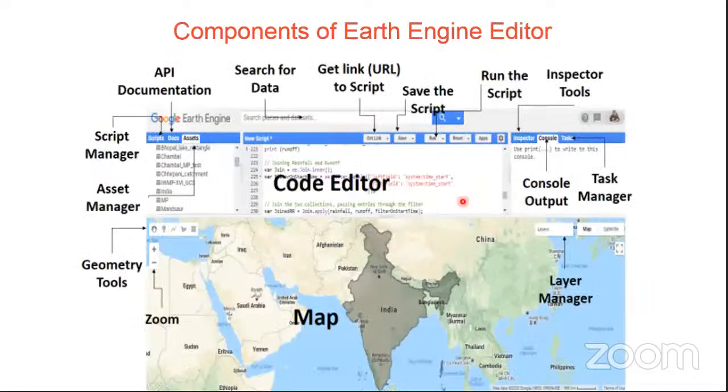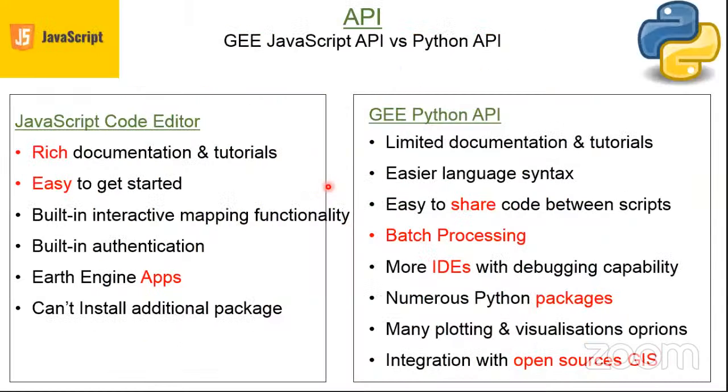So these are the components of the Earth Engine. If you are going to use the JavaScript API, these are the particular components we will discuss more in the practical session. This is the map area, this is the layer panel, and this is the code editor in which we write code. We will talk more about it in the next session.